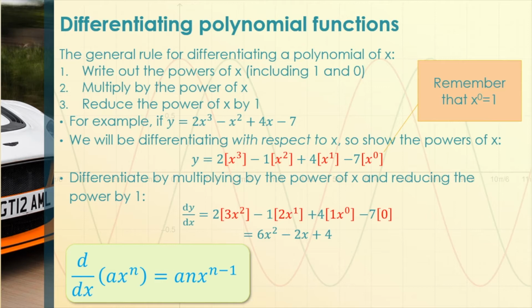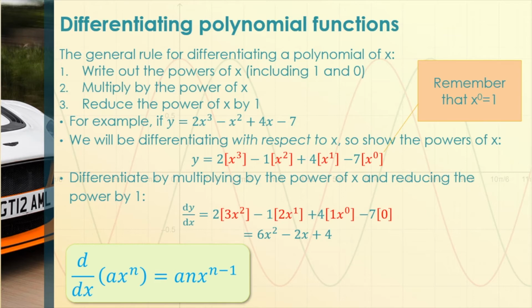So dy by dx becomes 2 times 3x squared, where we've taken the x cubed, we've multiplied by 3 and reduced the power down to 2. The next term, minus 1 times 2x to the power of 1. We've multiplied by the 2 and then we've reduced the power to 1. Plus 4 lots of 1x to the power of 0, where we've taken the power 1, multiplied, and then we've reduced the power to 0. And then lastly, minus 7 lots of 0, because when we multiply by the power of 0, we will get 0.